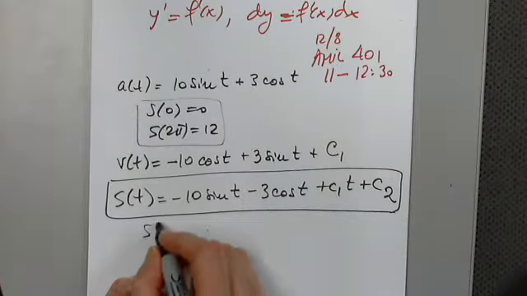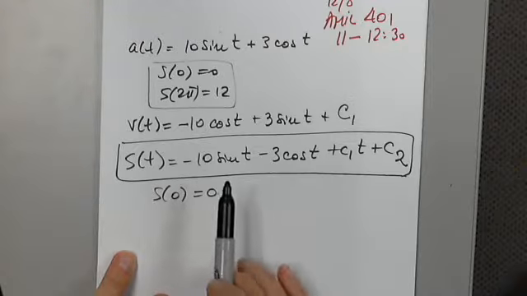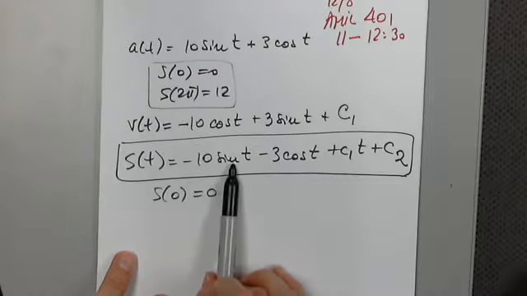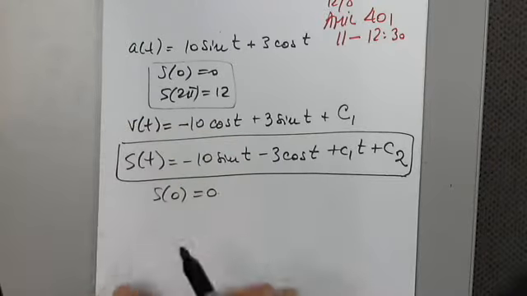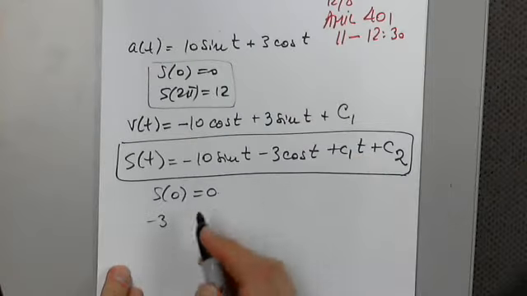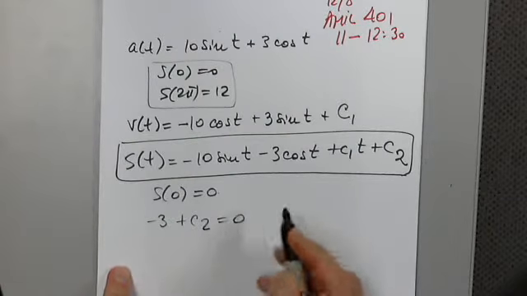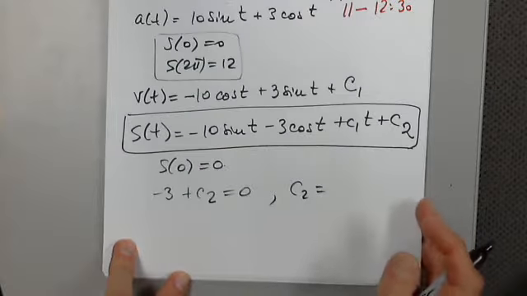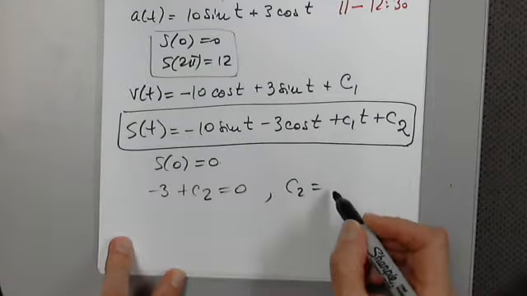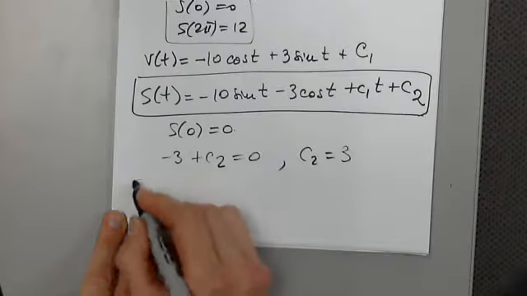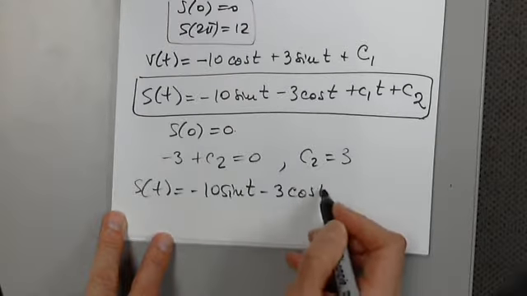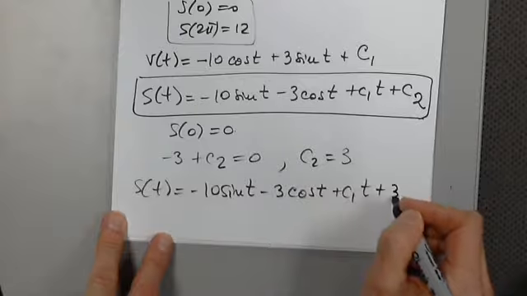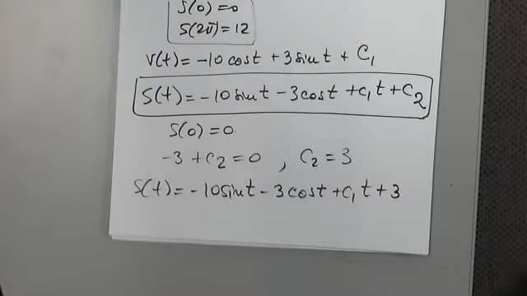So s of 0 is 0. Now let's see. When I plug in 0 in sine, what do I get? Perfect. When I plug in 0 in cosine, 1. So I get a negative 3. When I plug in 0 here, I have 0. So plus c2 equals 0. That clearly gives us c2 being 3. So now at this point, I have s of t, which is negative 10 sine t minus 3 cosine t plus c1t plus 3. It's not done, but this is where we are right now. Is this okay?